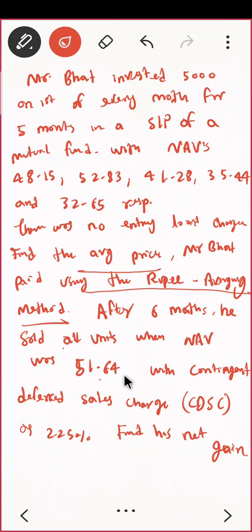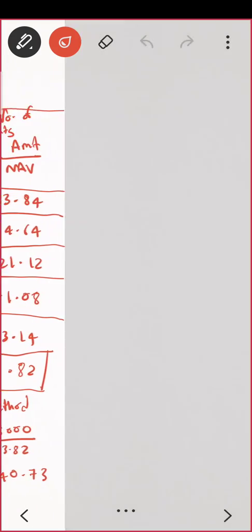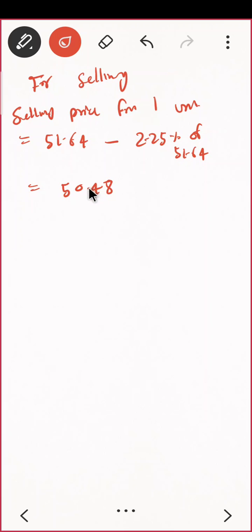So the selling price for one unit: CDSC will be charged, a charge will be applied, that is what we call the exit load in this case. So 2.25%. Let us subtract that for the selling price for one unit. That was 51.64 minus 2.25% of 51.64. Just calculate that and you'll get 50.48. So that is my selling price.